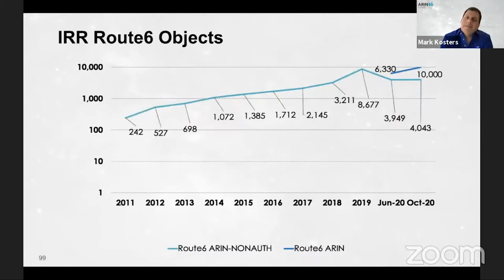Route6 objects is slightly different. Here you can see that the non-authenticated portion of the IRR has been essentially flat, but the number of IRR objects on the authenticated side went up by a huge amount, by almost 4,000 routes. So definitely route6 is preferred by the new authenticated IRR. Next slide.